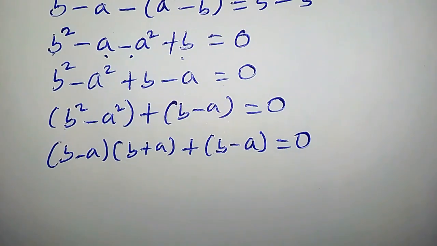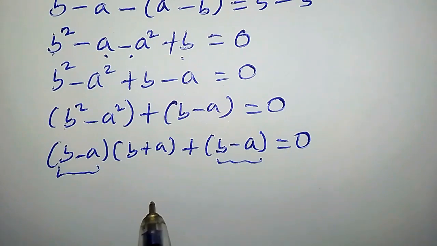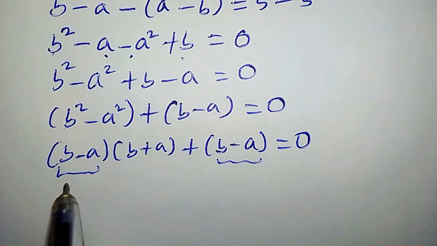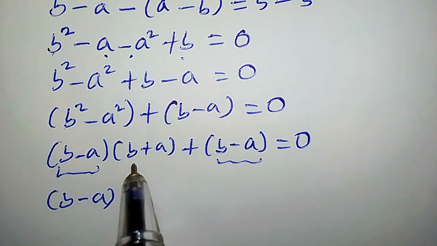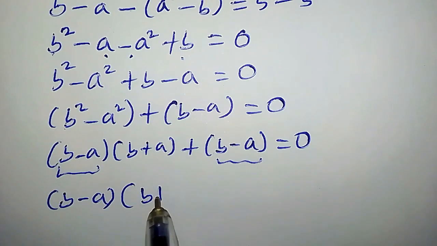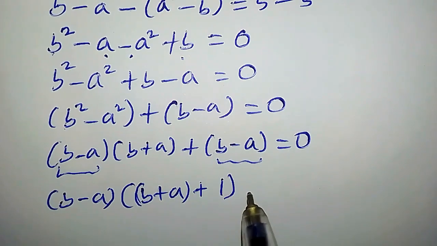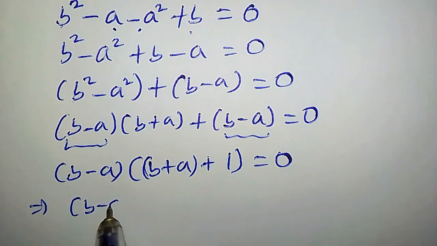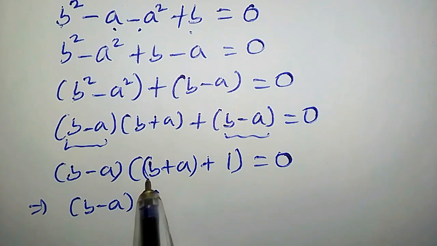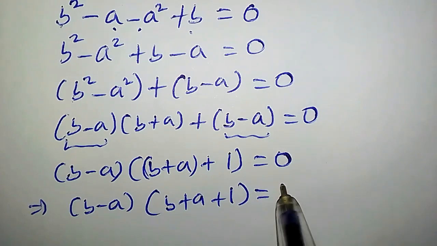What do you notice here? You will notice that we have b minus a here. We also have it here. That means we can factor out b minus a. Doing that, we have b minus a times b plus a, let's put it in brackets, plus 1 equal to 0. This implies that b minus a times, dropping the bracket, b plus a plus 1 equal to 0.